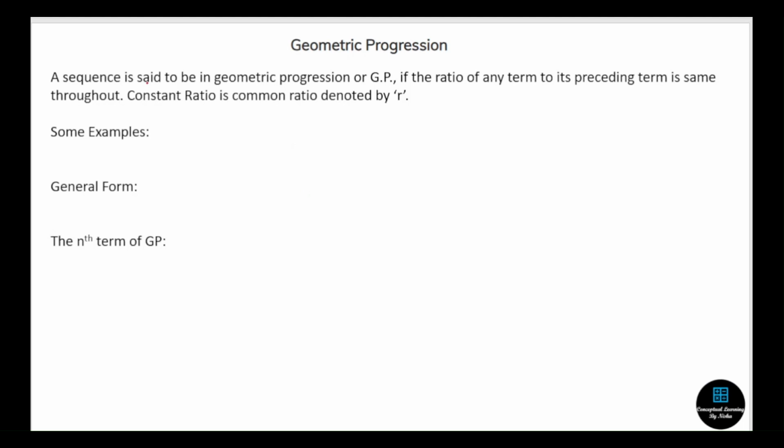Let's continue. So a sequence is said to be a geometric progression or GP if the ratio of any term to its preceding term is same throughout. Now what does it mean?